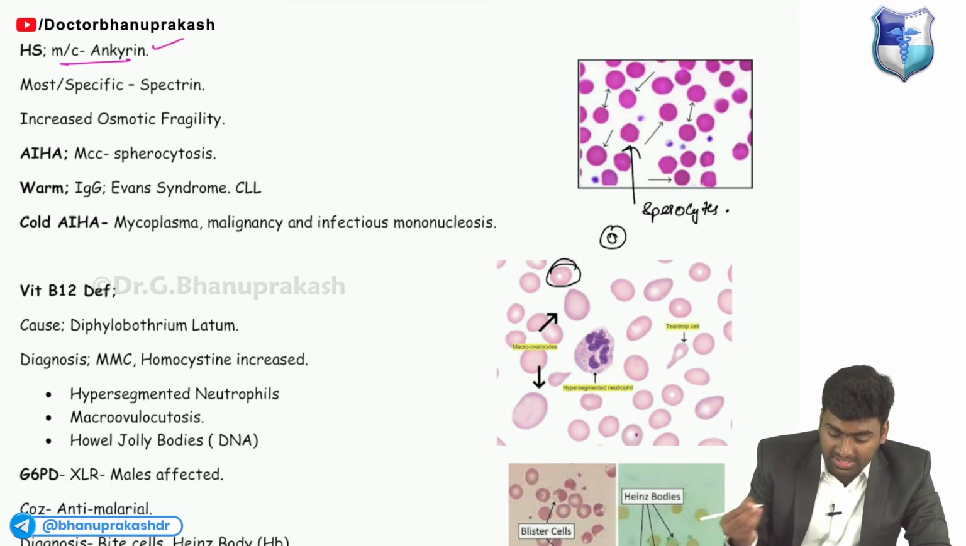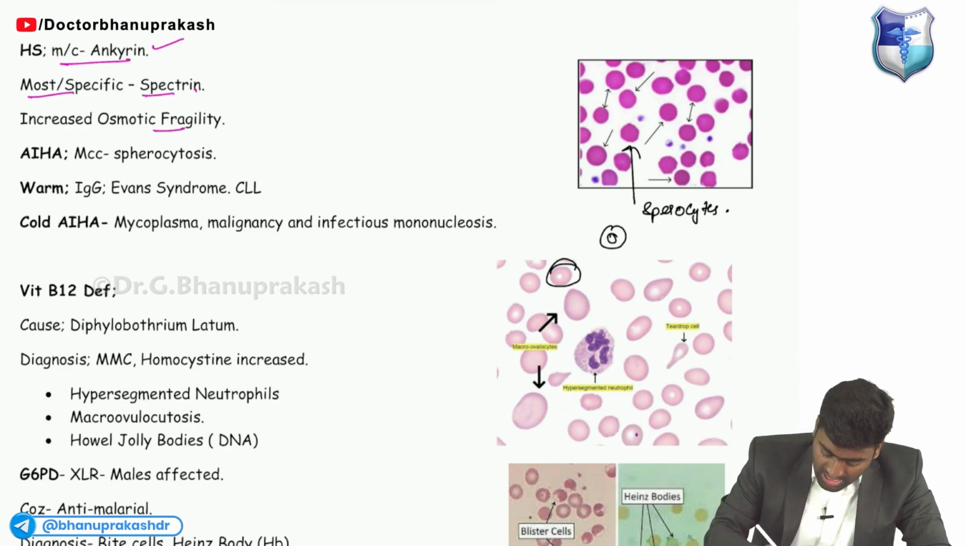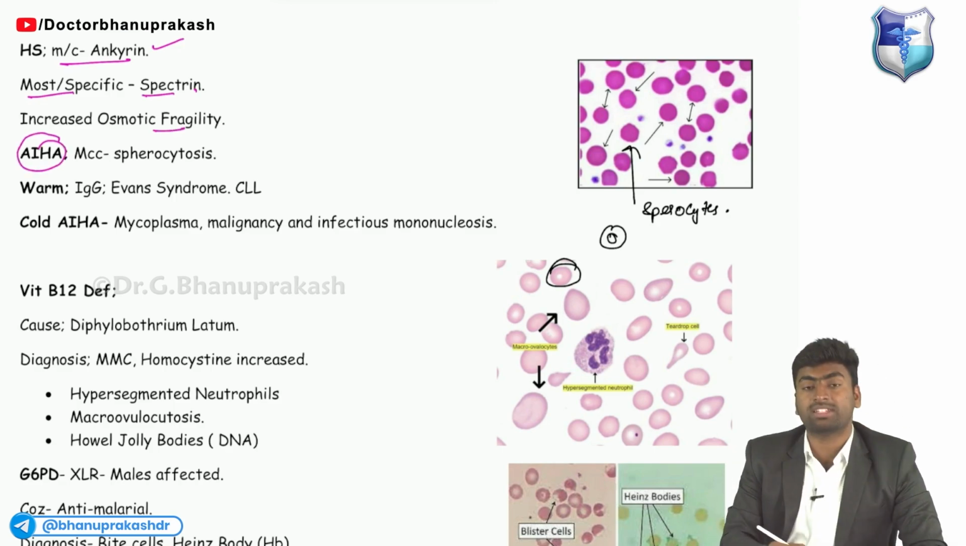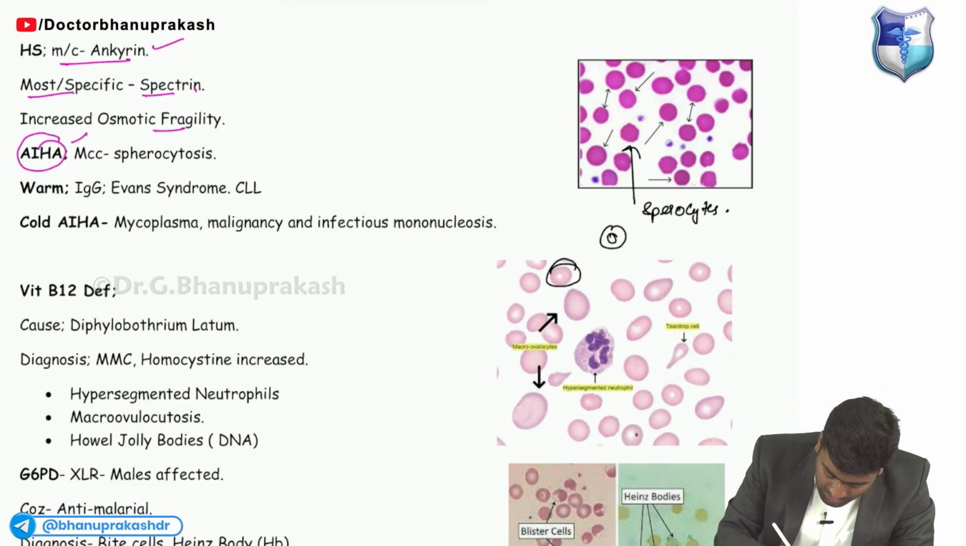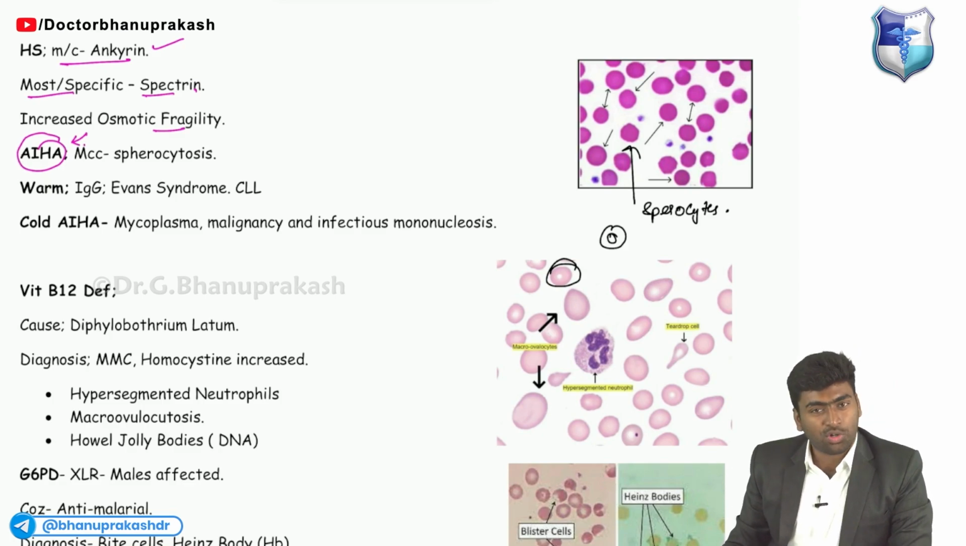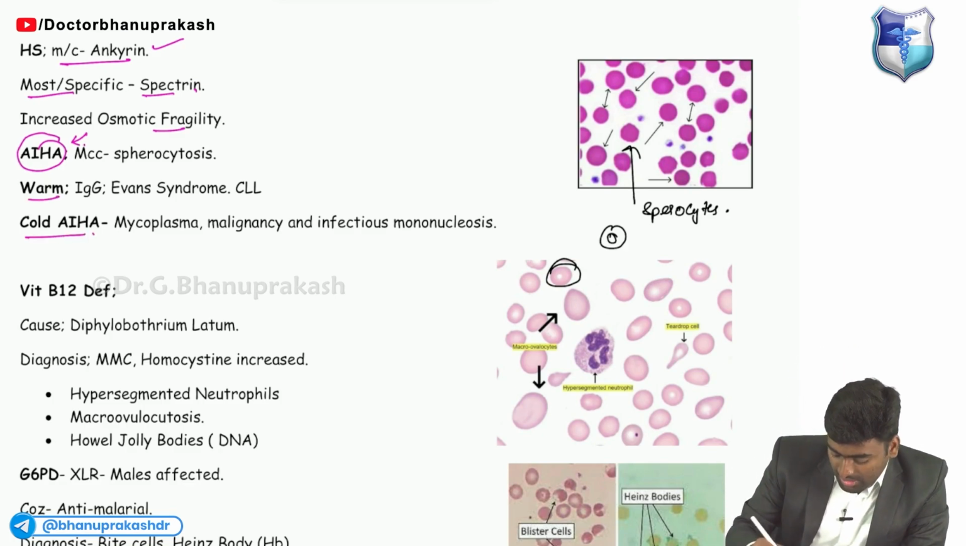Then hereditary spherocytosis is one condition which shows spherocytes. The most common defect is ankyrin, and the most specific one is spectrin. And here there will be increased osmotic fragility. Spherocytes can also be seen, and the most common cause of spherocytes is autoimmune hemolytic anemia. There are two types: one is warm, another is cold. Okay, G for garam, G for warm.